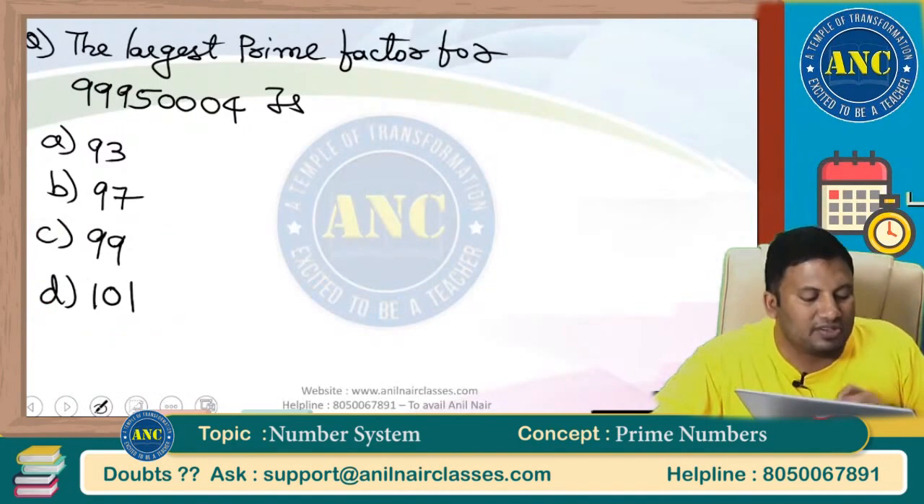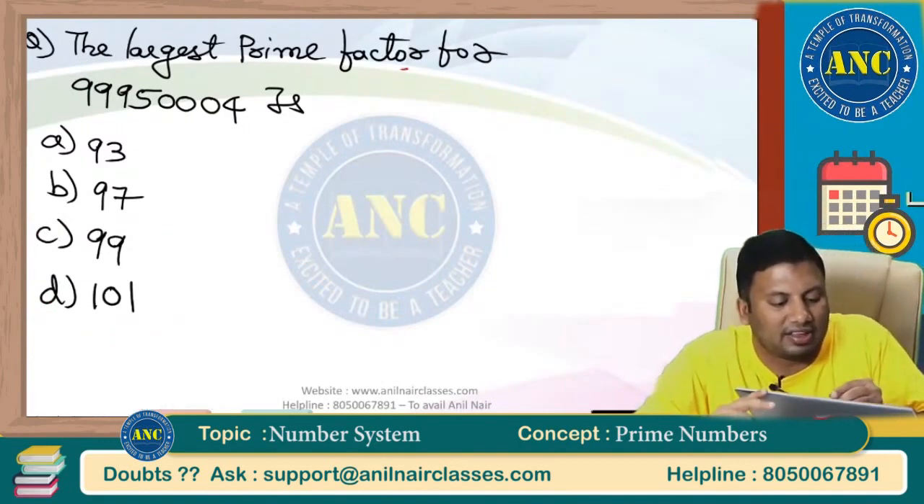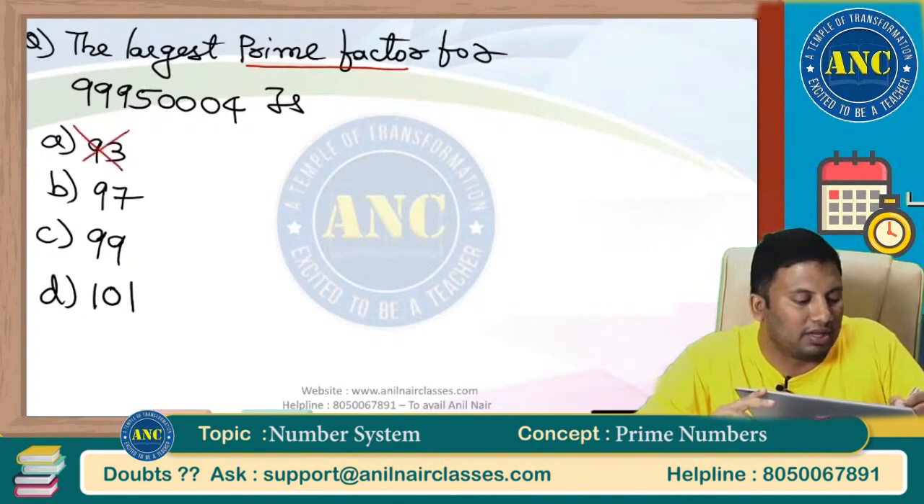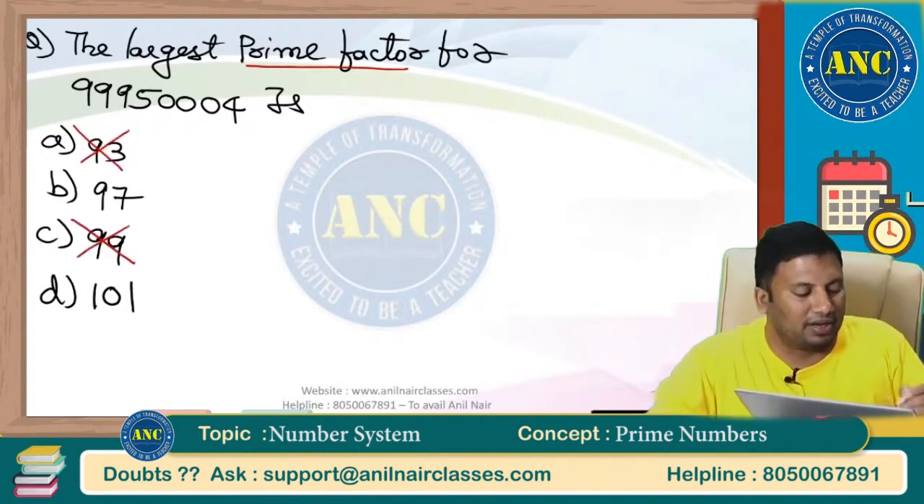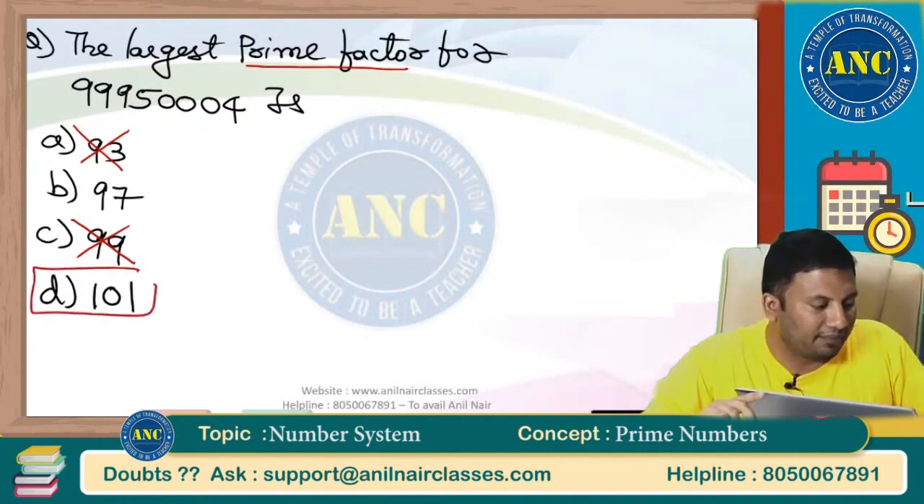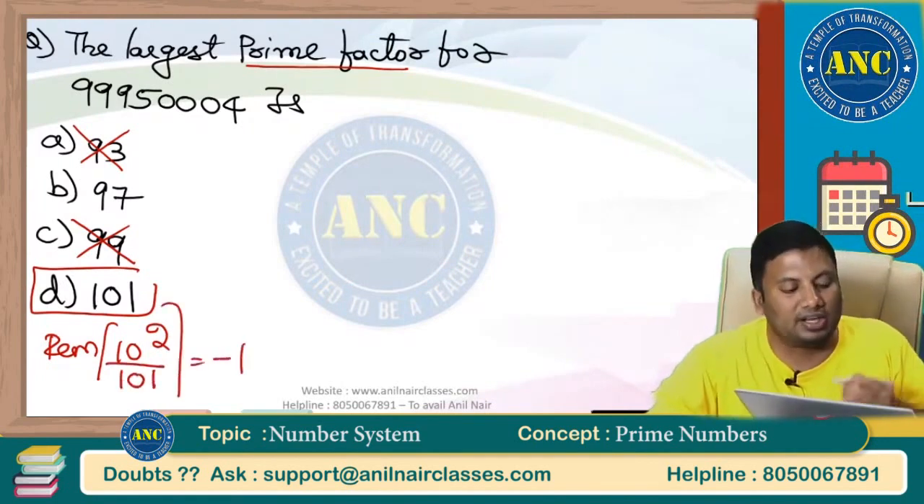By knowing the divisibility rule for 101, the process becomes easier. The factor should be a prime number. 93 is a multiple of 3. 99 is a multiple of 3. 101: 10 square gives remainder, when divided by 101, nothing but minus 1.